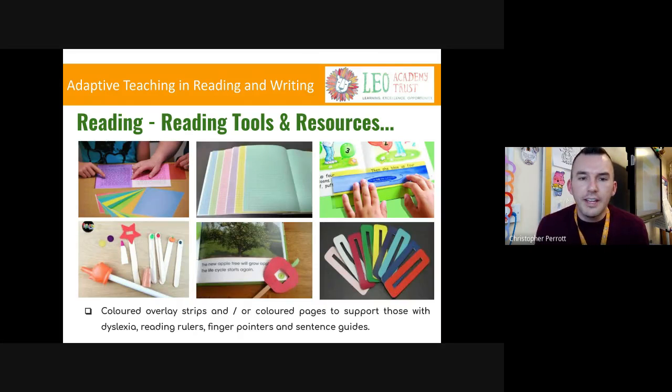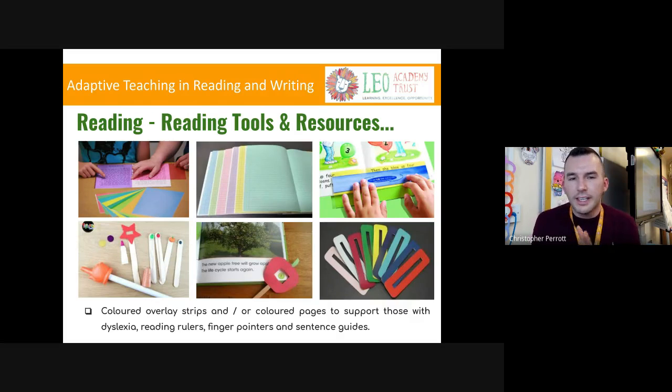And for children that do struggle, whether it is dyslexia or they have hearing or eyesight issues, coloured overlay strips and changing the colour of the pages are really, really important. Remember that not every colour is the same for every child. Also, reading rulers are fantastic because, again, they allow the child to focus on the sentence at the time. Finger pointers and sentence guides are a great tool and tip as well.